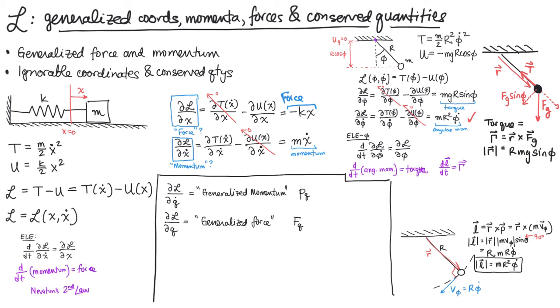All right, so the subsequent thing that we want to say is that the Euler-Lagrange equation tells us that the time derivative of the generalized momentum is equal to the generalized force. In other words, the time derivative of a momentum associated with q is equal to the force associated with q. So we might call this a generalized Newton's second law.